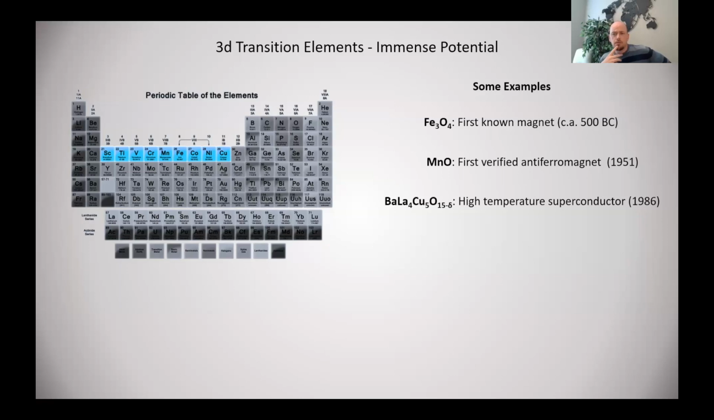And then if we fast forward a few more decades, we have this complicated compound here, barium lanthanum copper oxide, which was the first discovered, or one of the first discovered, high temperature superconductors. So you've likely heard of the concept of a superconductor. It's something that conducts electricity without any energy losses, so with zero resistance to the flow of current.